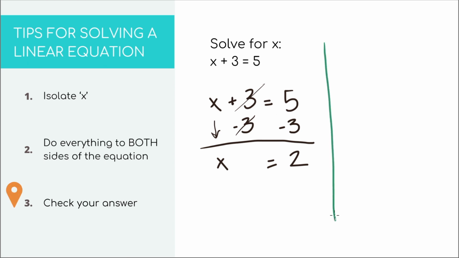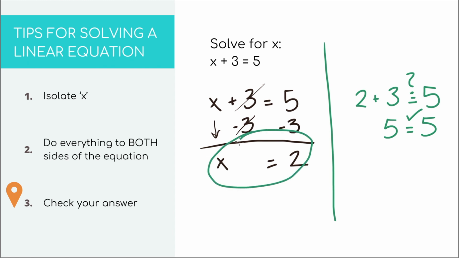But let's not forget tip number 3, always check your answer. The absolute worst thing is when you make a silly mistake and you get the entire answer wrong when you actually know how to do the problem. When we got our answer x equals 2, we're basically saying that the letter x in the original equation can be replaced by the number 2. So let's plug the answer back into the original equation, which means replacing the letter x with the number 2. You get that 2 plus 3 equals 5, which is true, so it looks like we got the right answer. Nice!